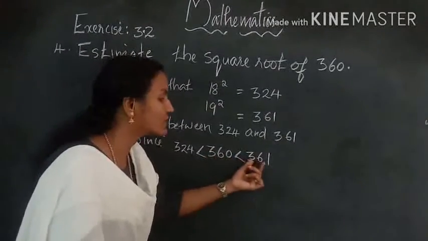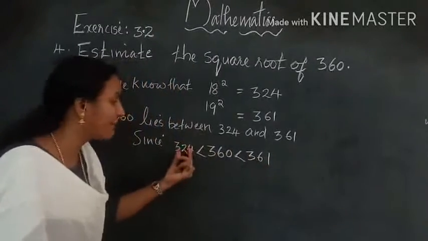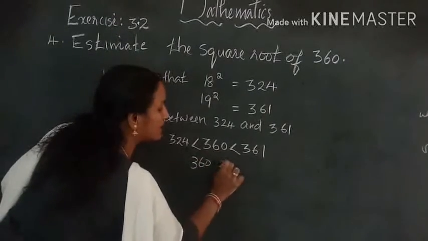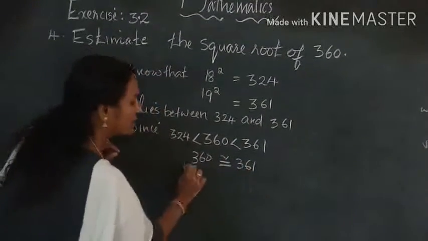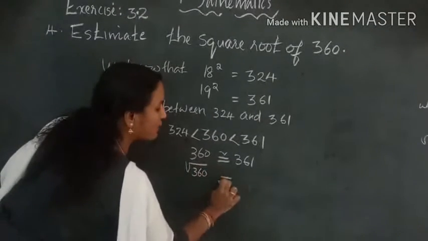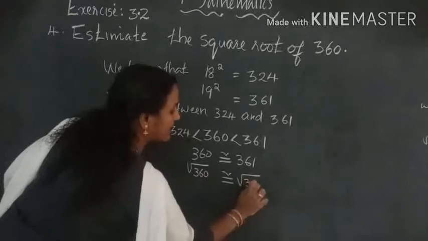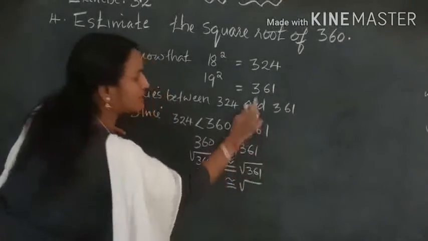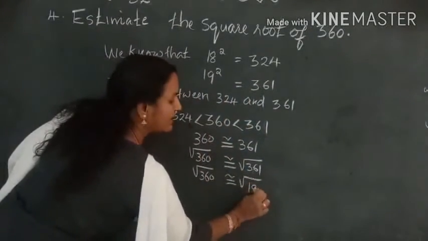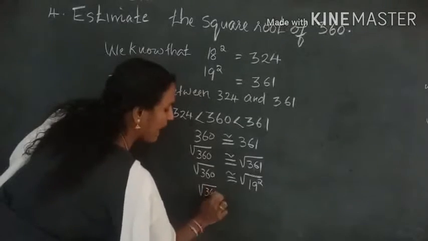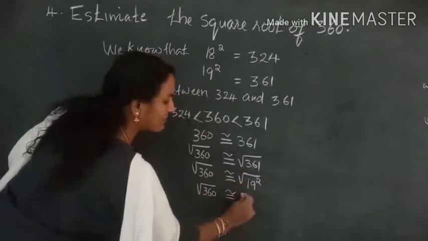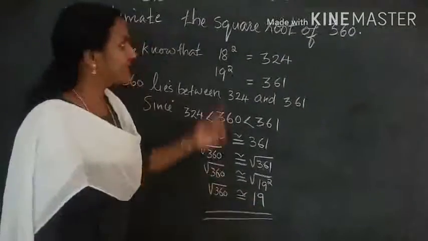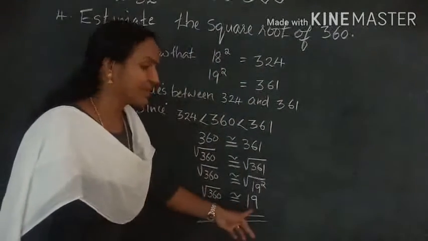Here 360 is very close to 361 when compared with 324. So 360 is approximately equal to 361. Root 360 is approximately equal to root 361, which is 19 square. So root 360 is approximately equal to root of 19 square, which is 19. The estimated square root of 360 is 19.